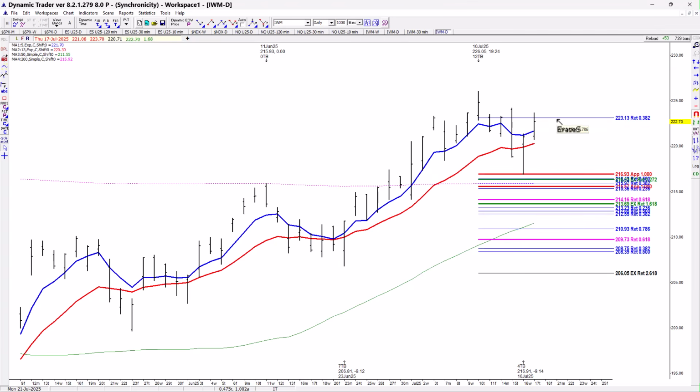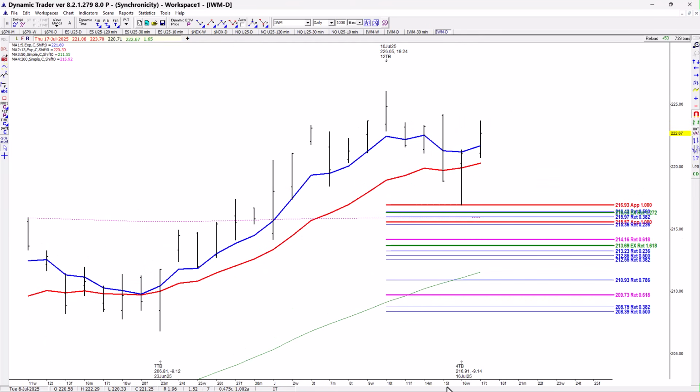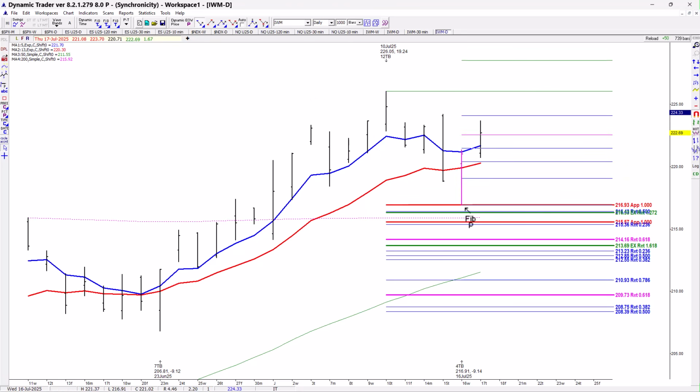But this is how we found the setup. The first setup is this area. Actually, I'm not including 382 in this one. 216.33 to 216.93. So the zone was tested. The zone has held. It would have triggered on a lower time frame chart.